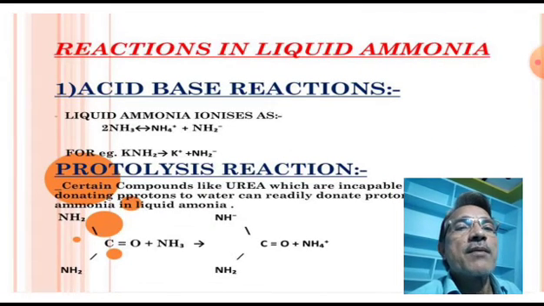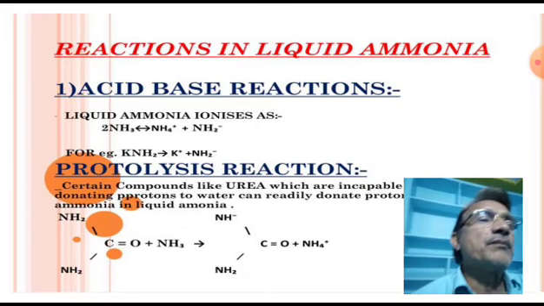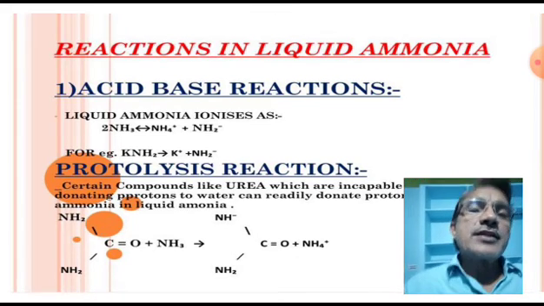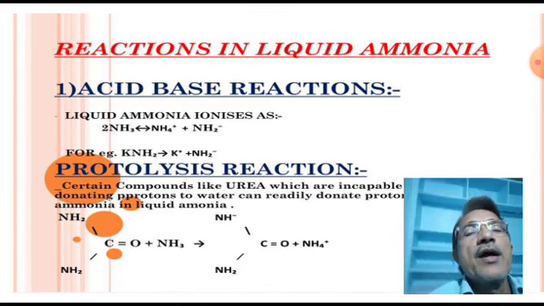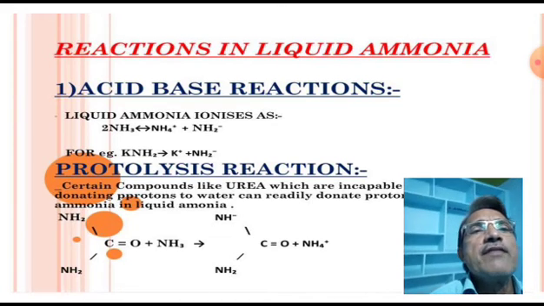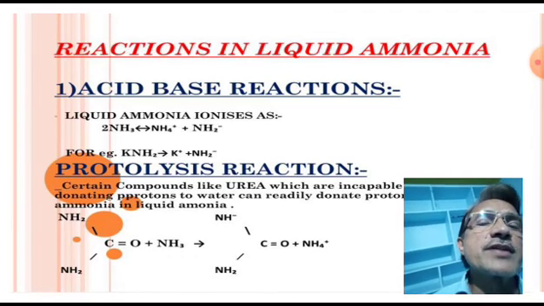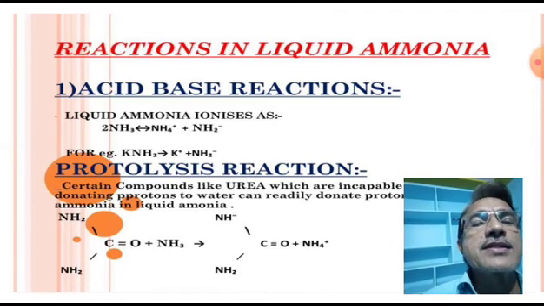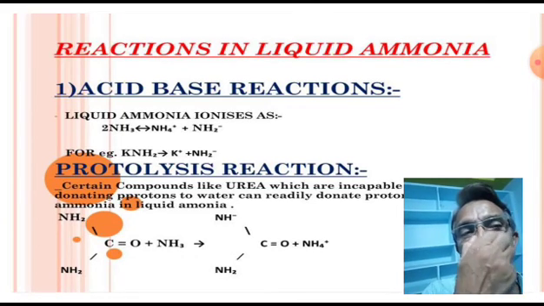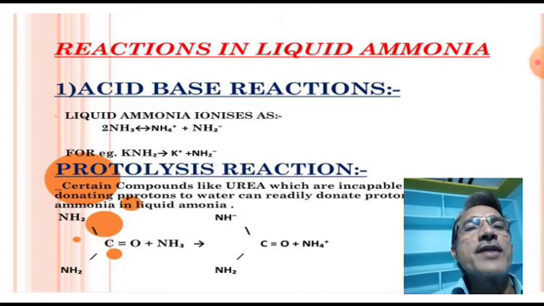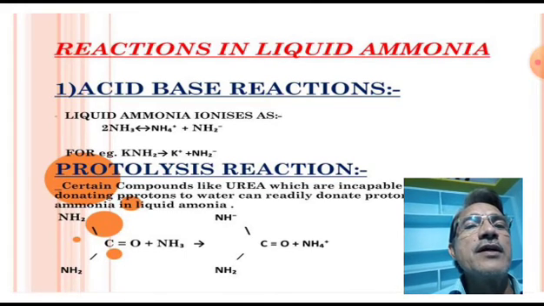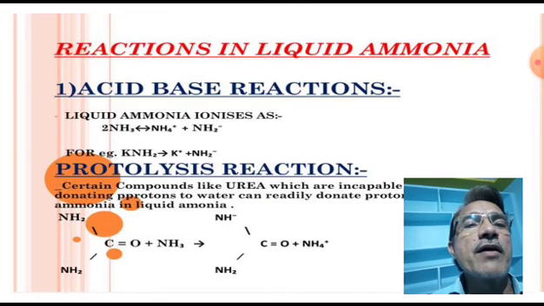Reactions in liquid ammonia. Acid-base reactions. Liquid ammonia ionizes as 2NH3 gives rise to NH4+ plus NH2-. For example, potassium amide gives rise to potassium ion and amide ion.